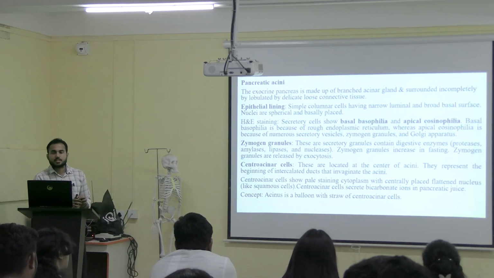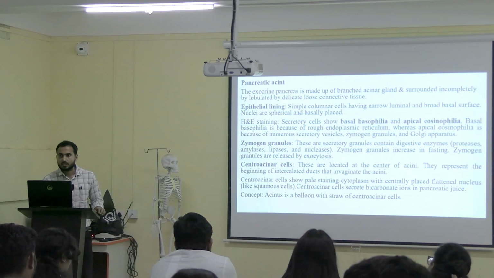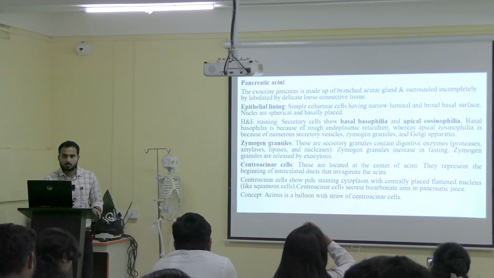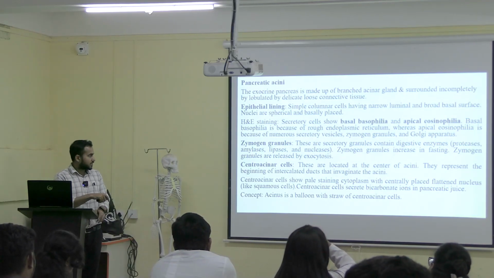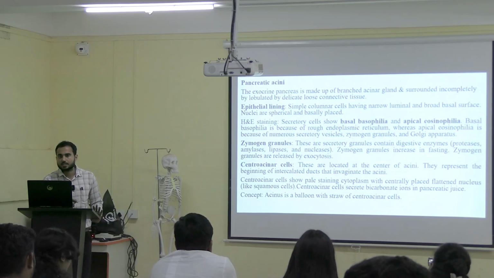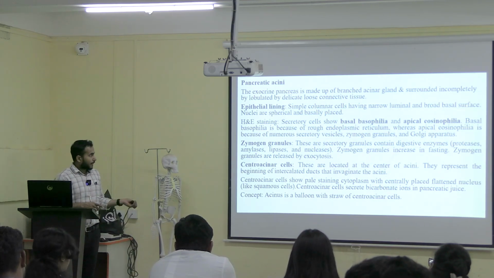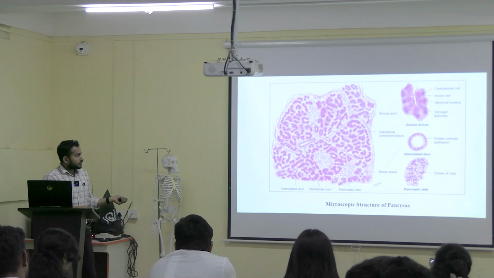Now centroacinar cells can also be identified under high magnification, and differentiation can also be done. How can you do the differentiation? Because it is like a squamous cell. What is the appearance of the centroacinar cells? Just like squamous cells. And in case of acinar cells, what is the appearance? Simple columnar epithelium. So from that difference it can be identified.